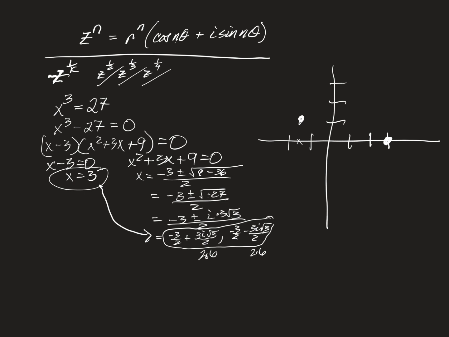So we'll go negative 3 halves, and then we go 2.6. I apologize, then we just go 2.6 up for the i. So that'll be approximately right here. And then the other one will go negative 3 halves and about 2.6 down. So it will be right here.